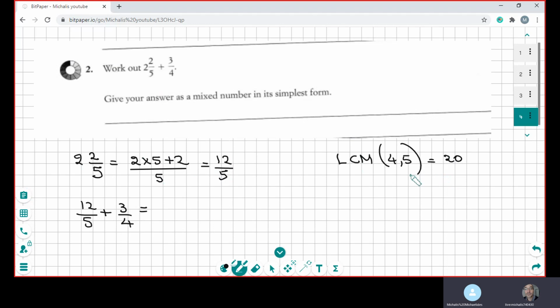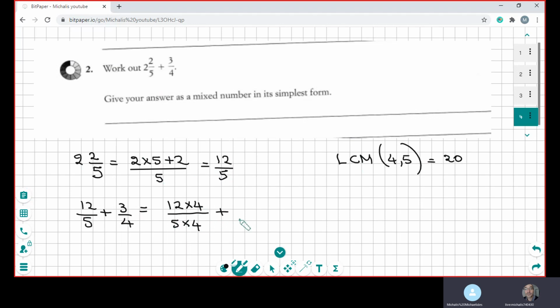Lowest common multiple is the lowest number that both numbers can be divided by. So in this case, I times this, and I found 20. Now changing the first fraction into an equivalent fraction with 20 in the denominator, I times both numerator and denominator by 4. So I do 12 times 4 divided by 5 times 4.